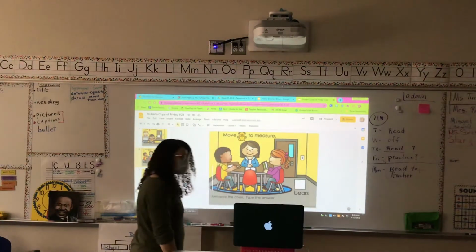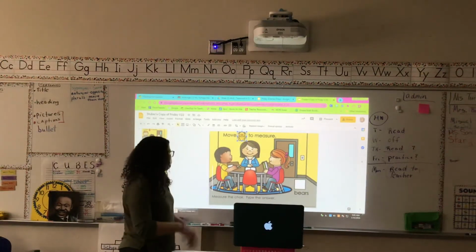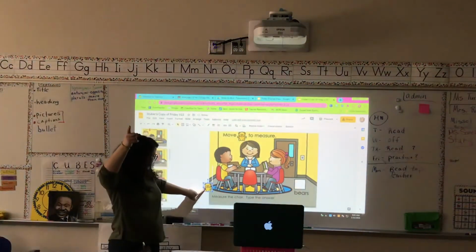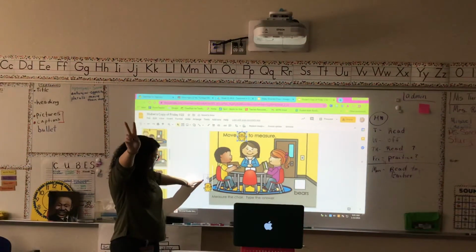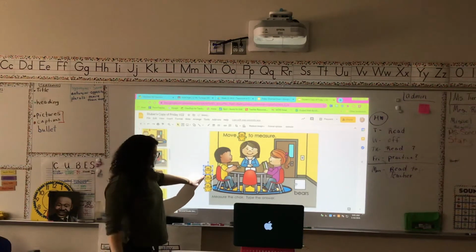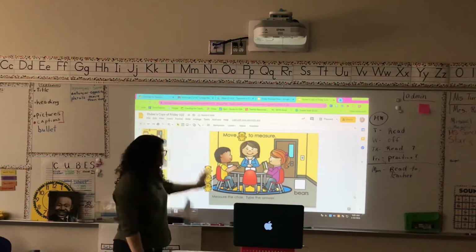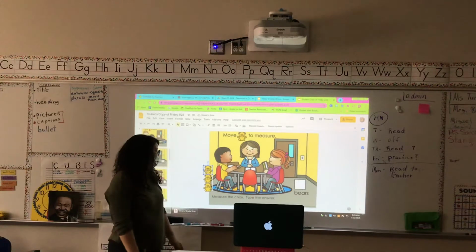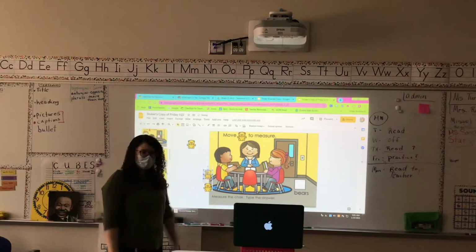All right, let's see. How many bears? Let's count. Ready? We have 1, 2 bears tall, 3 bears tall. Yes. Now, what if Miss Stuber didn't put that 3rd bear there?